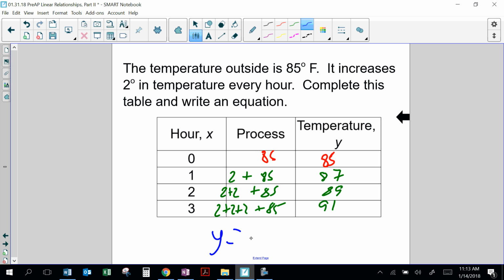Well, y equals. What is the rate of change here? How is it changing? It is changing by 2 degrees every hour. So the rate of change is 2 degrees every hour. And do we know how many hours there are? No. So it's 2x plus a starting temperature of 85. And that is our equation. To check your work, it changes 2 degrees for 3 hours. That's 6 plus 85 is 91.